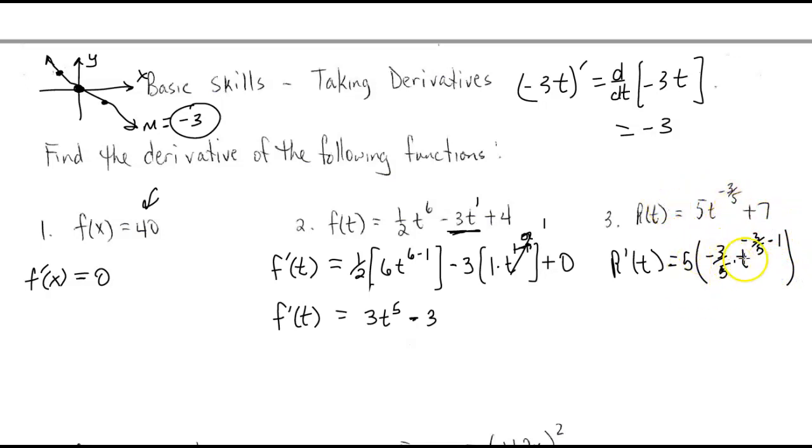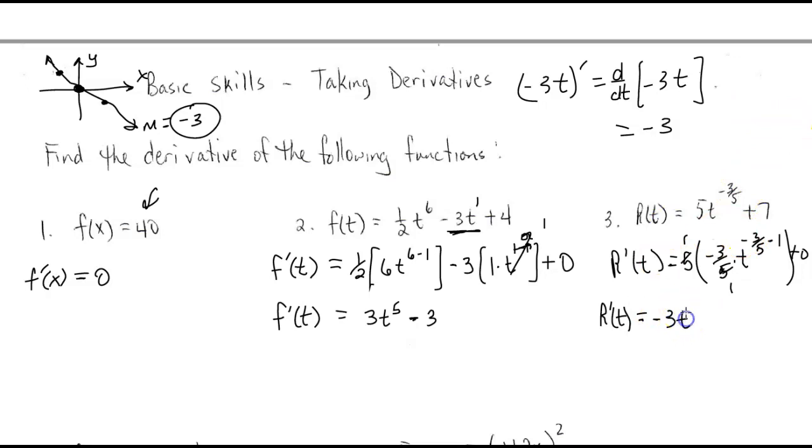Now, notice that the next term is a 7. And of course, the derivative of any constant is going to be 0. So it's just going to be plus 0. So all we're really worried about here is this first term. So if we look at it that way, here I have 5 times a -3/5. These 5s will reduce to 1, and all I'll have is a -3 left.